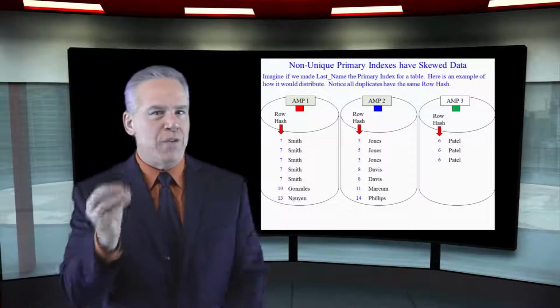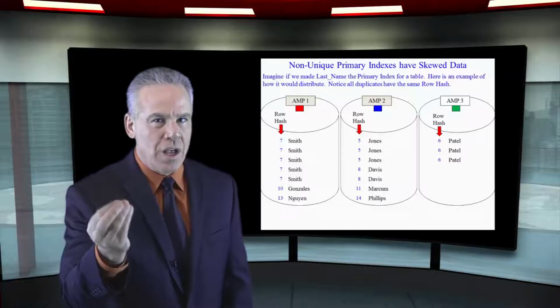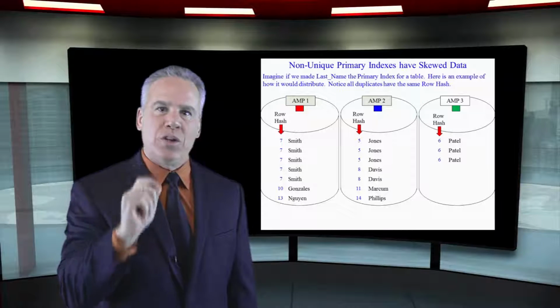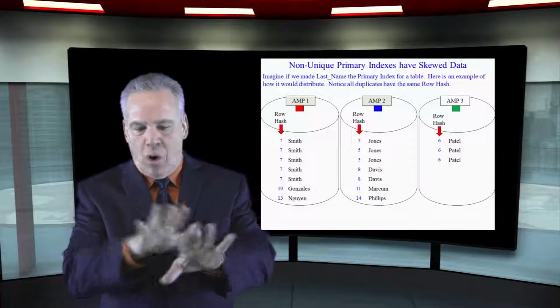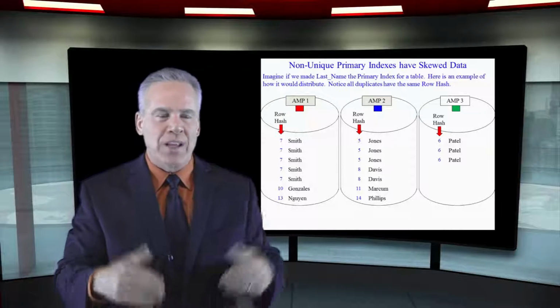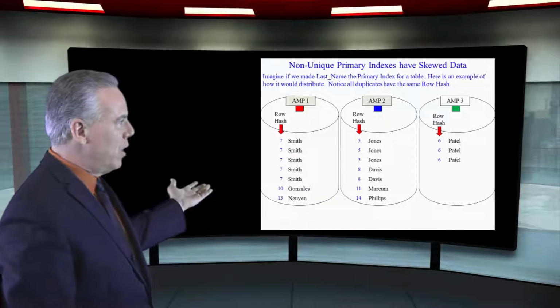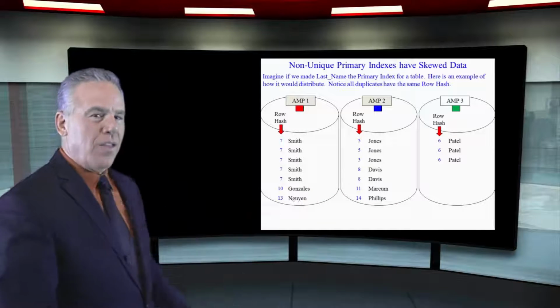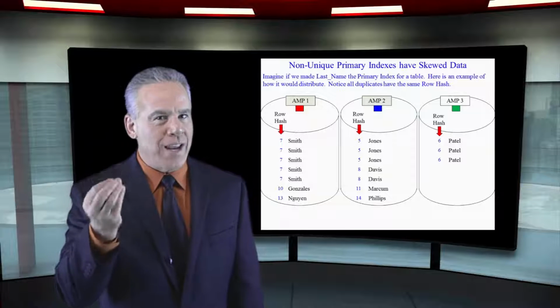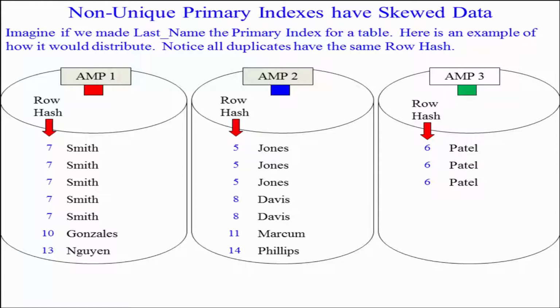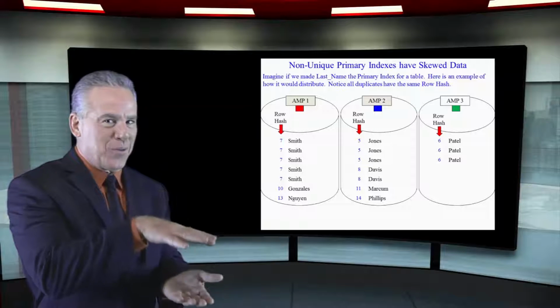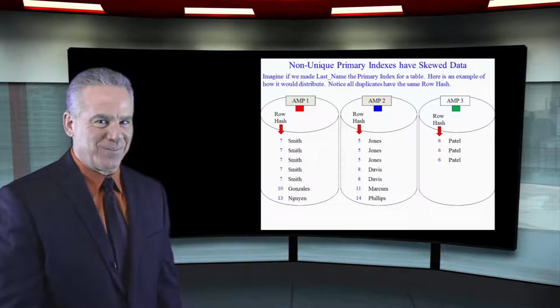That's why anytime you have a non-unique primary index, you want good distribution, because if you don't get good distribution, all the data is going to be on 1 or 2 AMPs. This is actually acceptable, but it's not perfect. That's what I need you to understand right now. Any like value that's hashed goes to the same place, and this is how Teradata sorts the data, so it's going to be grouped together.